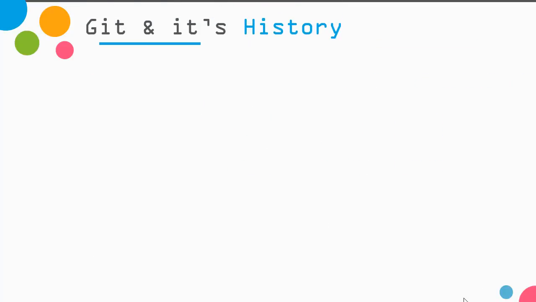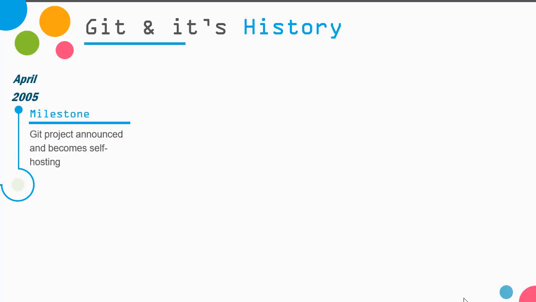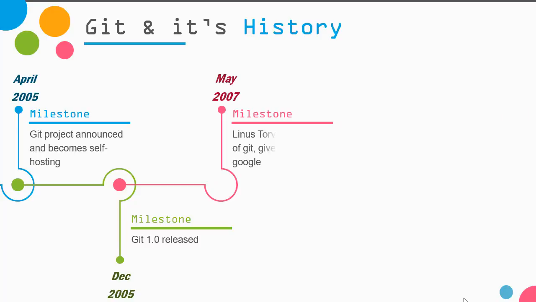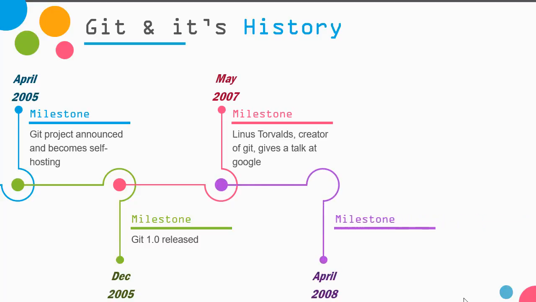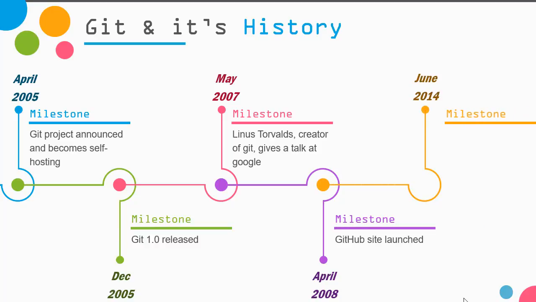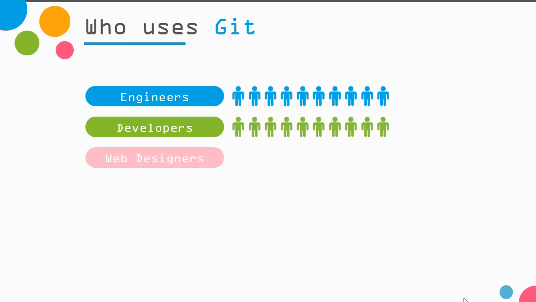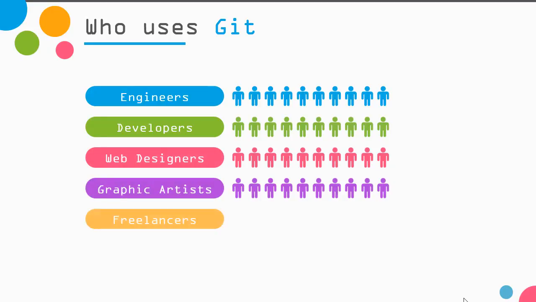Git is the most popular source control management system as of today. April 2005, December 2005, May 2007, April 2008, June 2014. Git users can be engineers, developers, web designers, graphic artists, freelancers.